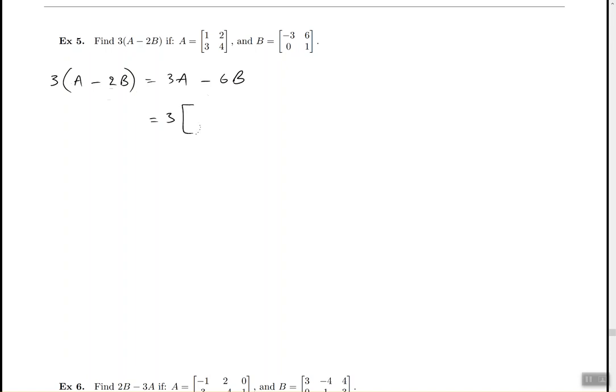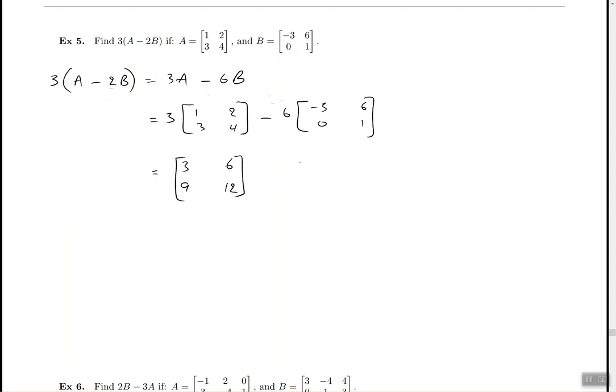I'm going to multiply 3 by the matrix 1, 2, 3, 4. Then I'm going to subtract 6 times the matrix -3, 6, 0, 1. So again, PEMDAS rules the day. You have to do multiplications first before you do subtractions. So let's multiply first. 3 times 1 is 3. 3 times 2 is 6. 3 times 3 is 9. 3 times 4 is 12. So that's my tiny little matrix first.